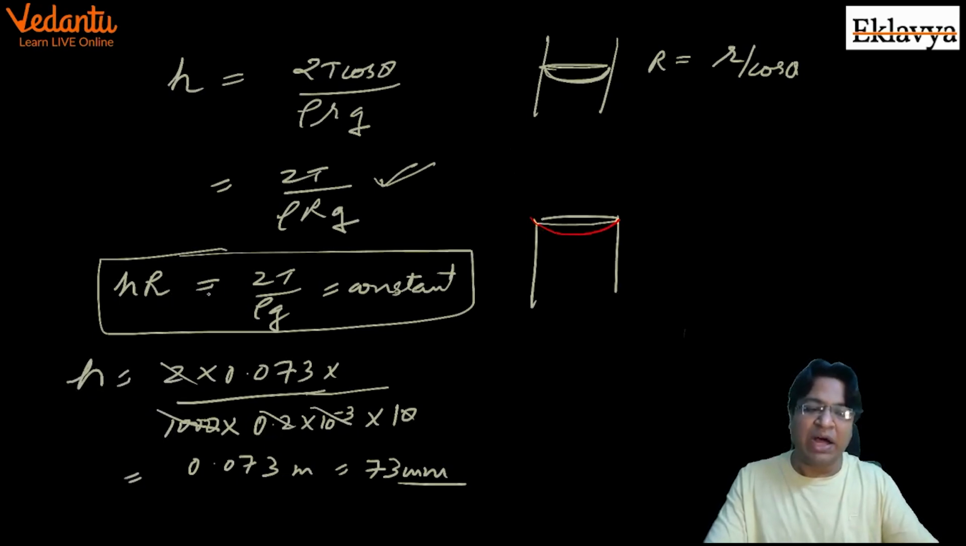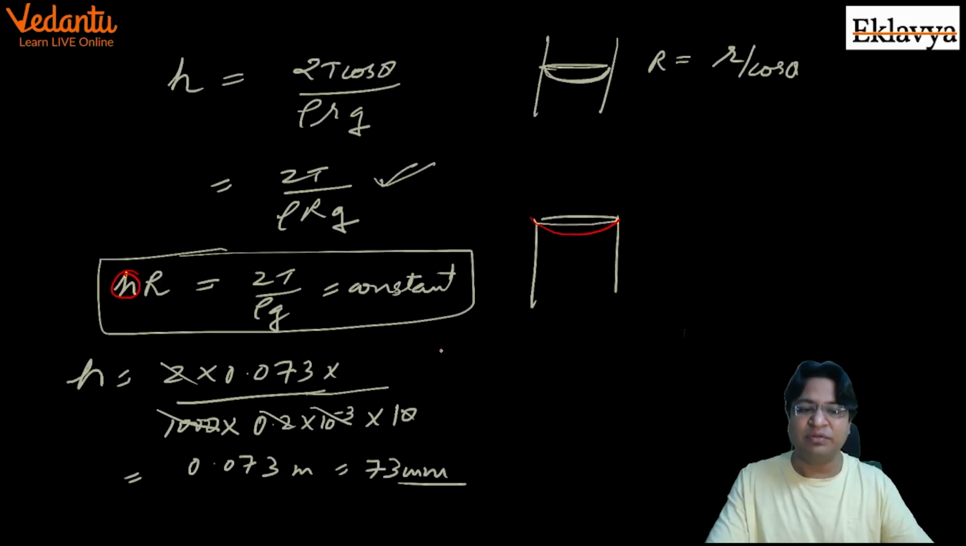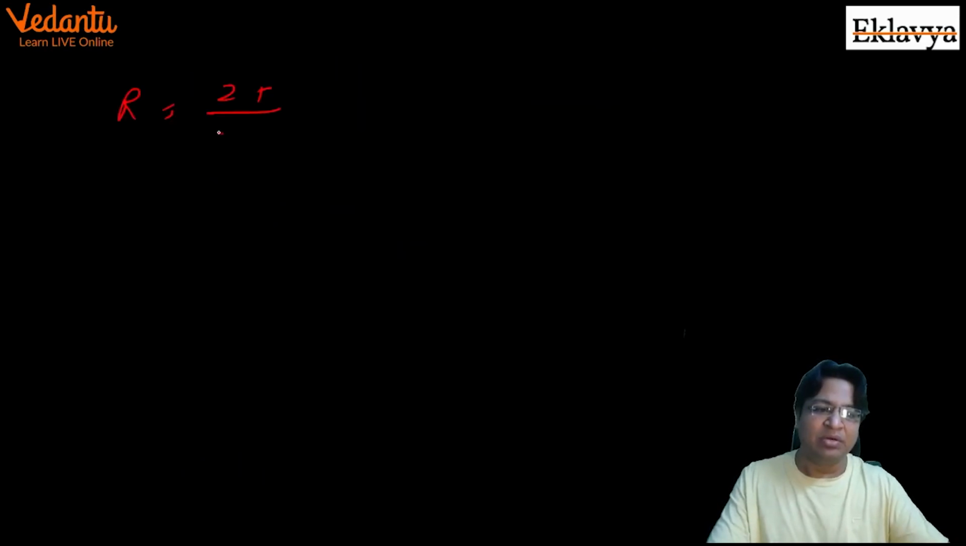So the value of R increases to accommodate this equation. So this H indicates the tube length. So this is not correct. Water will rise to the brim and form a meniscus of radius. So we'll calculate the radius using this formula. So capital R would be equal to 2T by rho g, into 1 upon h.